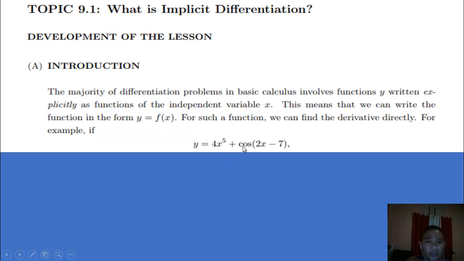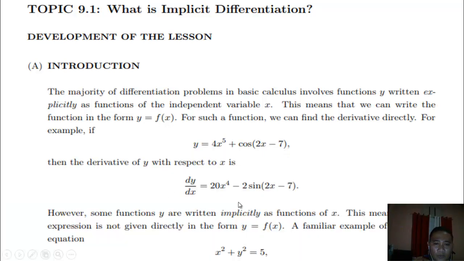Y equals 4x to the 5th plus cosine of 2x minus 7. When you use chain rule, napakadali because you will get dy dx equals 20x to the 4th minus sine of 2x minus 7 times 2. Yun yung derivative. How about if you have x to the 5th plus y to the 5th equals 5?